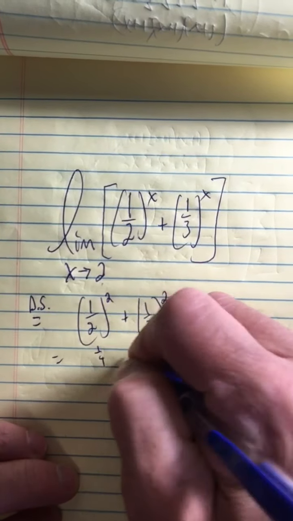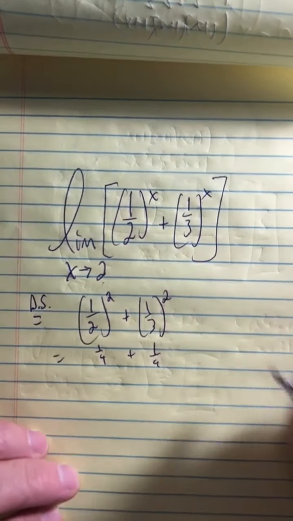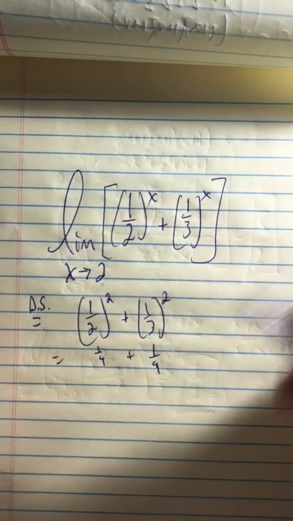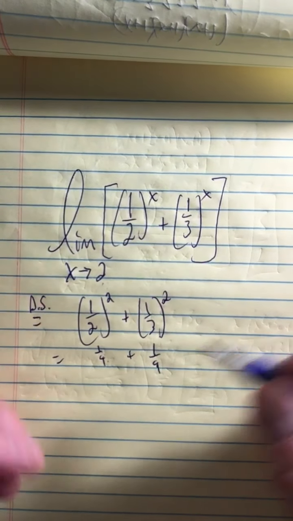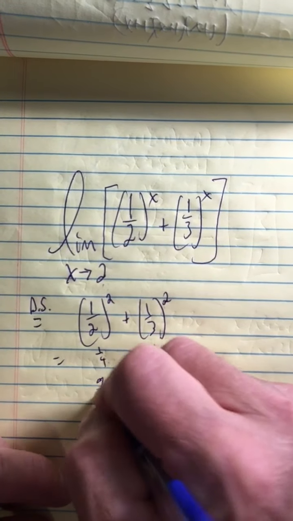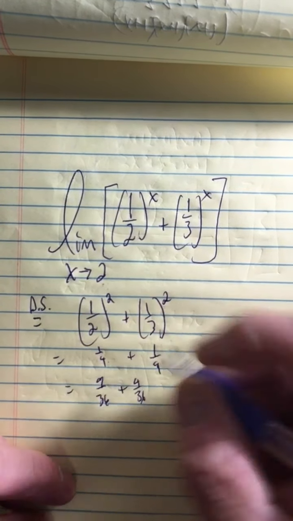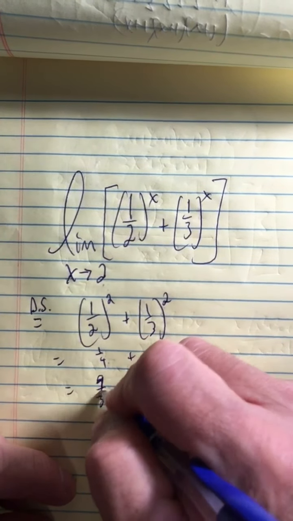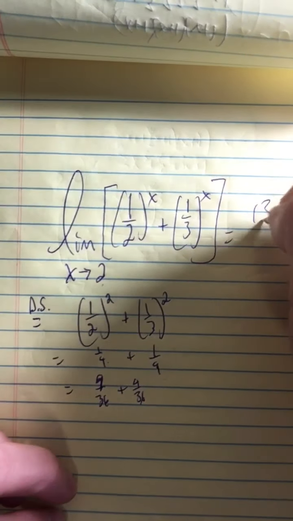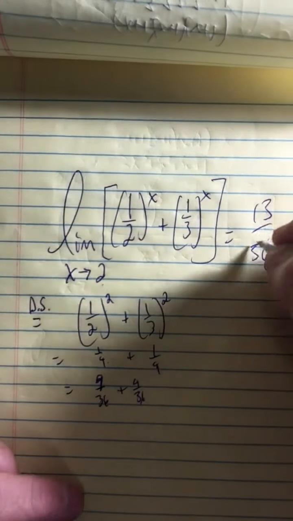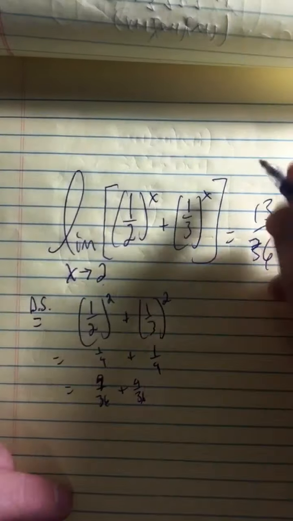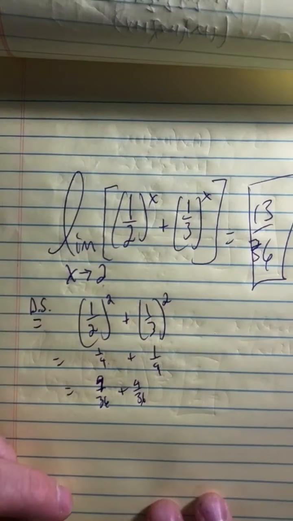Well, that's 1/4 plus 1/9. I got to get a common denominator. Oh, well, they're both going to 36. So this will be 9 36ths, and this will be 4 36ths. And so when I add that together, there's a 9, and that 4 makes 13 36ths. That's a 36, okay? And so that's the limit. So notice I just direct substitute. Okay, what about here?